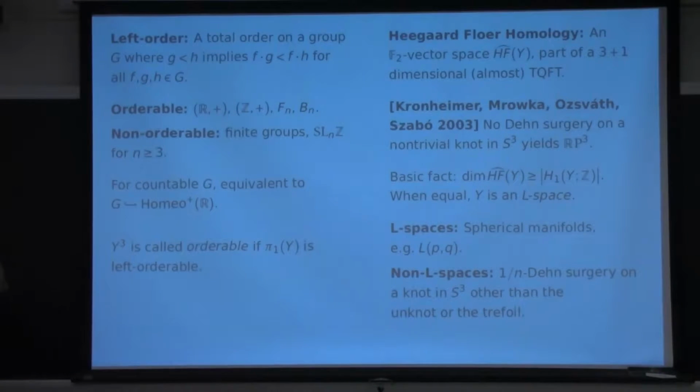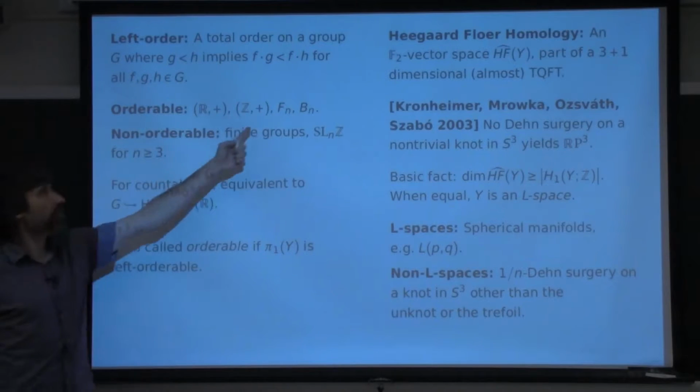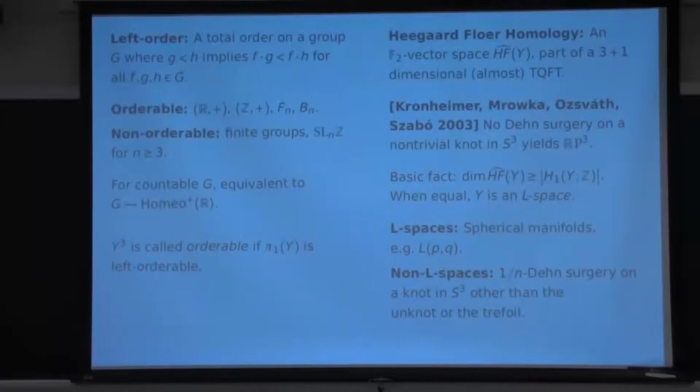For countable groups, like the kind I'm interested in today, being left orderable is equivalent to saying that you are a subgroup of the group of orientation-preserving homeomorphisms of the line. So if you're seeing it for the first time and are of a more geometric mind, this is perhaps the definition I should have given. To say you're left orderable just means you have a faithful action by your group on the line preserving orientation. Those groups can be very complicated, including things like free groups and braid groups. So today I'm going to be interested in when the fundamental group of a three-manifold is left orderable. Just for notation, I'm going to call the three-manifold itself orderable if its fundamental group is left orderable.